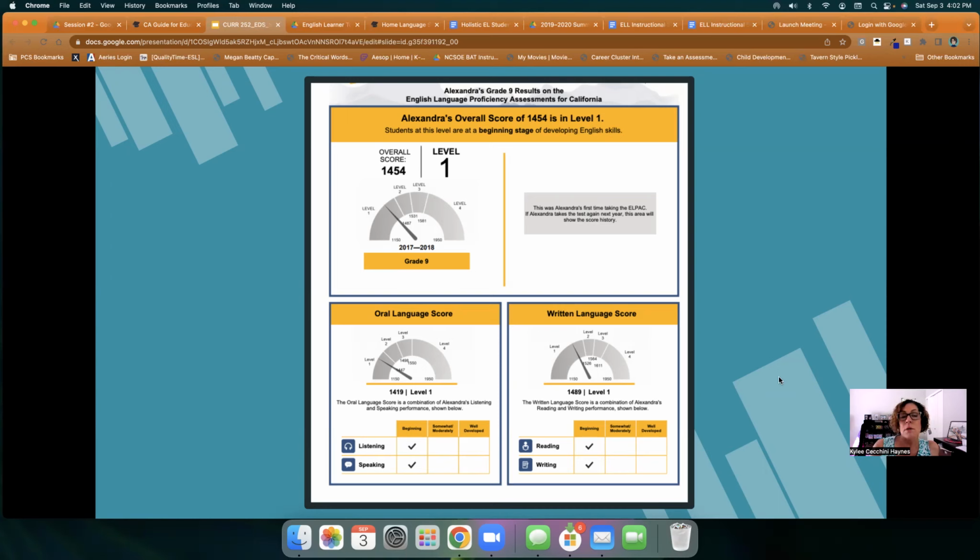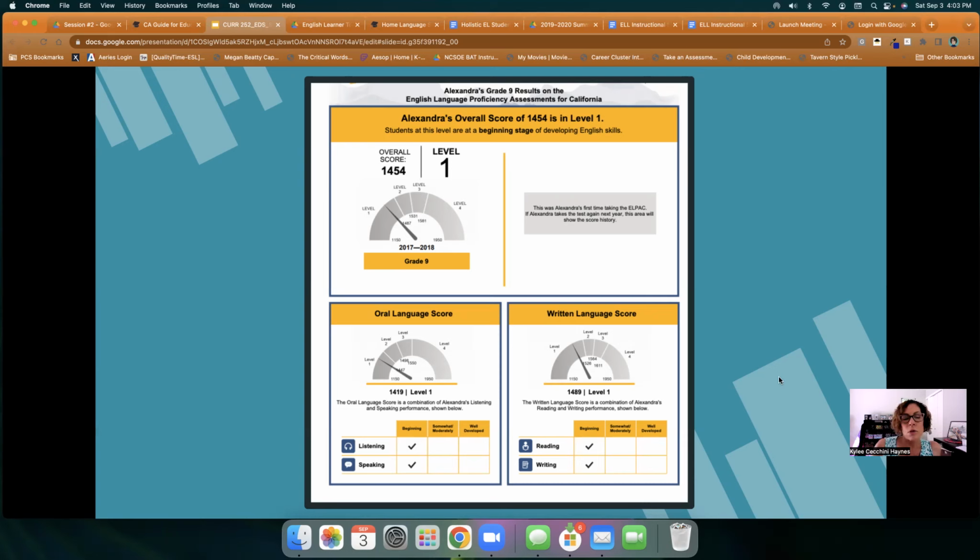She is pretty solid level 1. All right. And notice this was the first time that she took the LPAC. So she'd taken the initial. Now this is her first time taking the LPAC. All right. So she's a level 1.